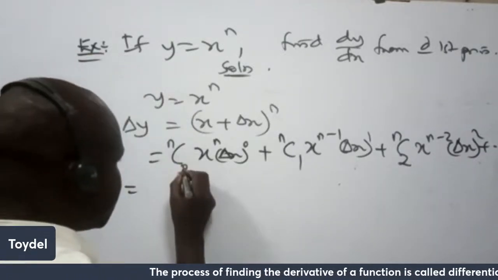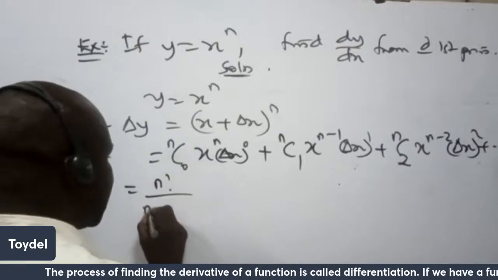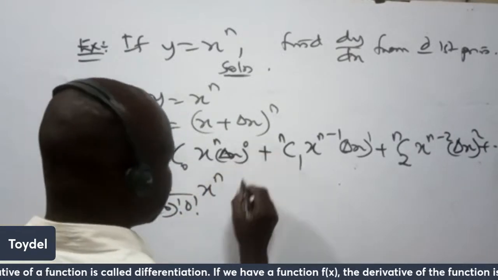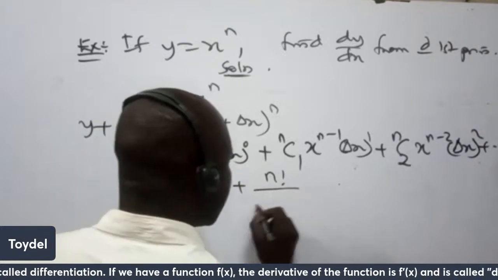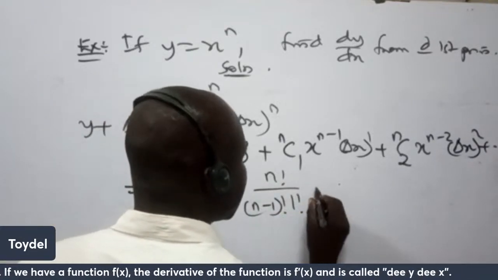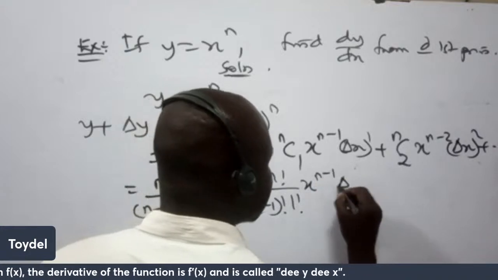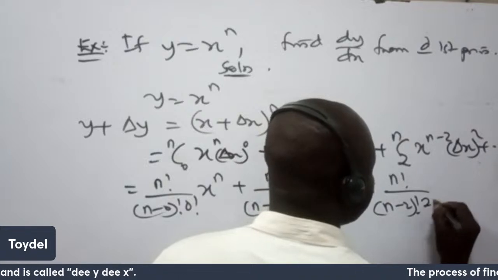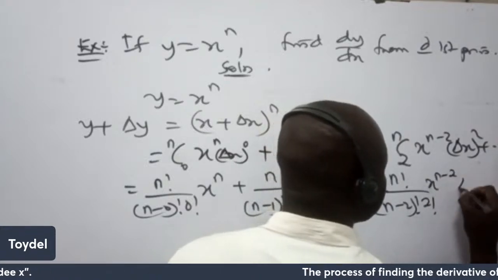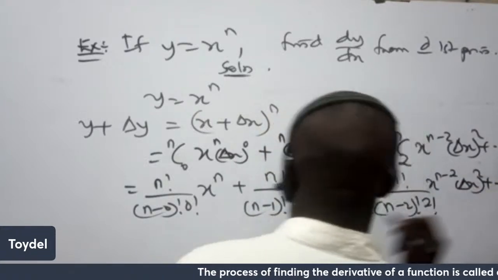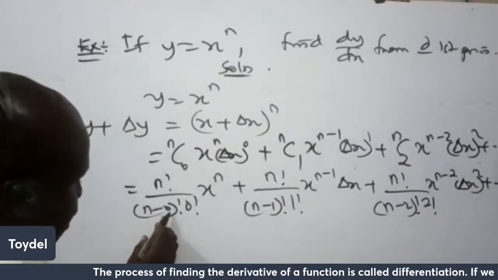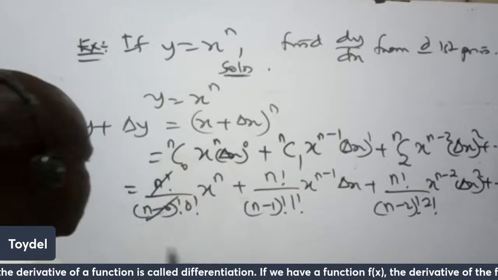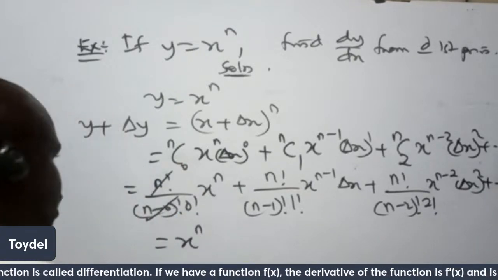Then in this case now, when you have n combination 0, it simply means n factorial all over n minus 0 factorial, 0 factorial, and I have x raised to the power n. This one is 0, plus n factorial all over n minus 1 factorial, 1 factorial, x raised to the power n minus 1, delta x, plus n factorial all over n minus 2 factorial, 2 factorial, x raised to the power n minus 2, delta x all squared, plus dot dot dot. In this case now, n minus 0 is n, so n factorial cancels n factorial. 0 factorial is 1. So at the end of the day, I'm going to have x raised to the power n here.